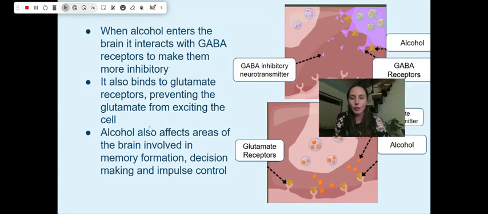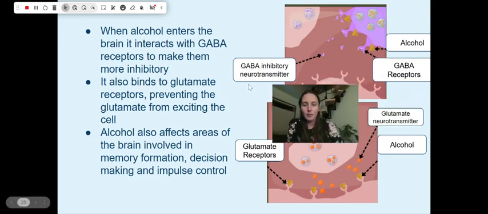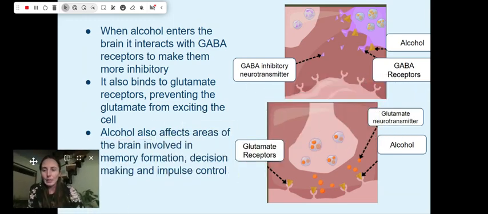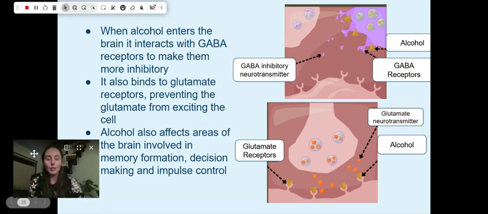Finally, one that lots of people have heard of is the drug called alcohol. When alcohol enters the brain, it really does two things. It's going to bind with GABA receptors to make them more inhibitory, so those signals are not going to be sent with those receptors. And it's also going to bind to a glutamate receptor, so glutamate will not excite the cell. So it's going to really slow down those cell processes and those signals, which is not good if those signals involve breathing or your heart rate, or things that we need to do to stay alive. So if somebody has taken too much alcohol into their system, that's something that can happen.